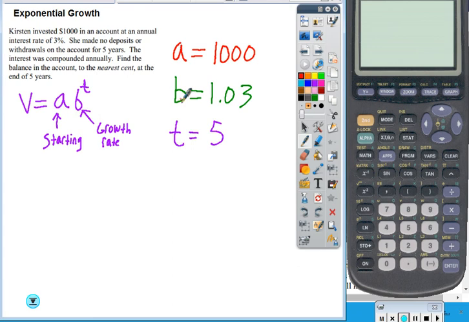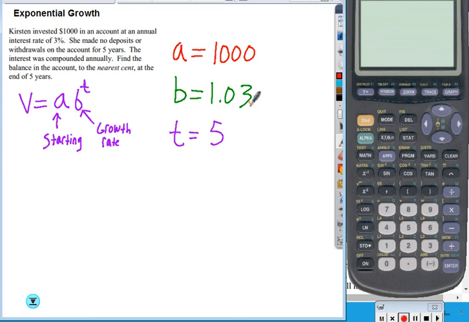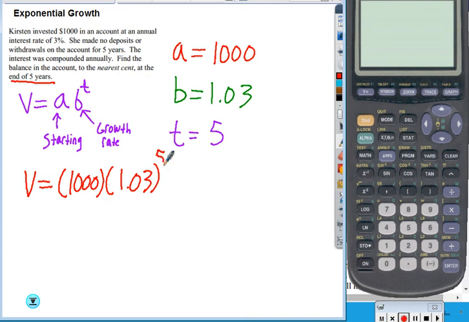Finally, now that we know that our B is 1.03, our time is fairly easy to see. It's just the amount of years. So T is equal to 5 because there are 5 years here. Now that we have all of our variables, we're ready to use this formula. So we have V is equal to, instead of A, I'm going to put 1,000. Instead of B, I'm going to put 1.03. And instead of T, I'm going to put 5.